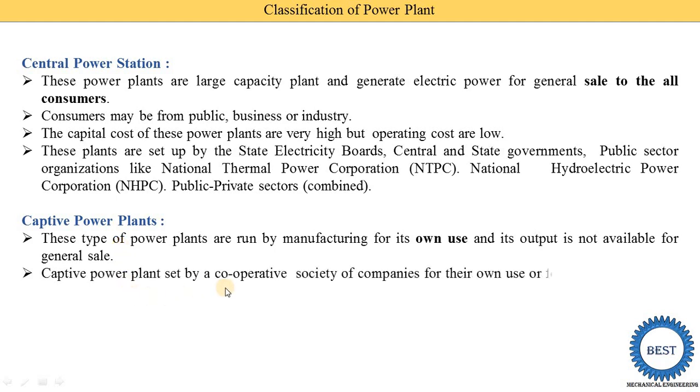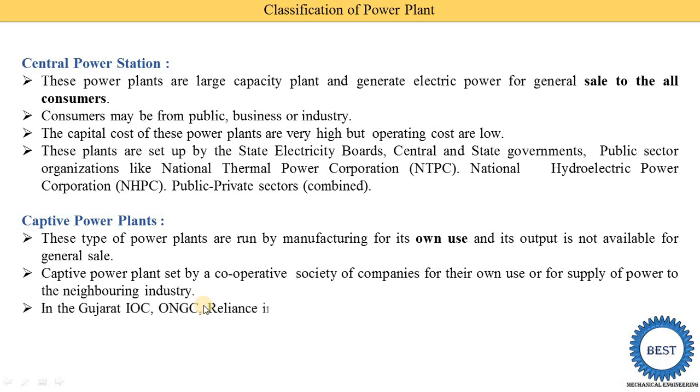A captive power plant is set up by a cooperative society or company for their own use. So these words are important: own use. We are producing our own power, so it is called a captive power plant. It may be for own use or for supply of power to neighborhood industries. So they also supply power to neighborhood industries, not in a large quantity, but in smaller quantities.